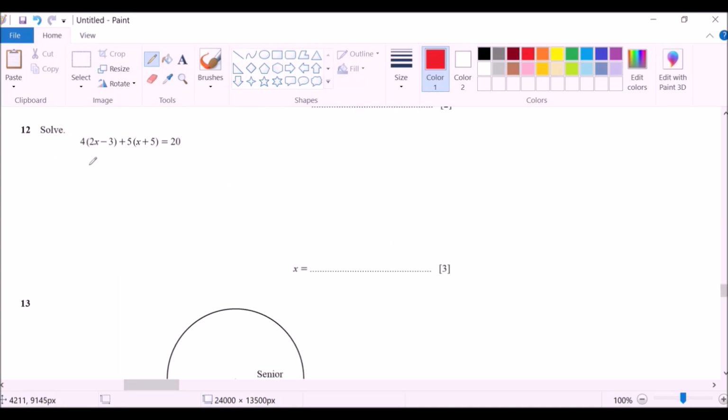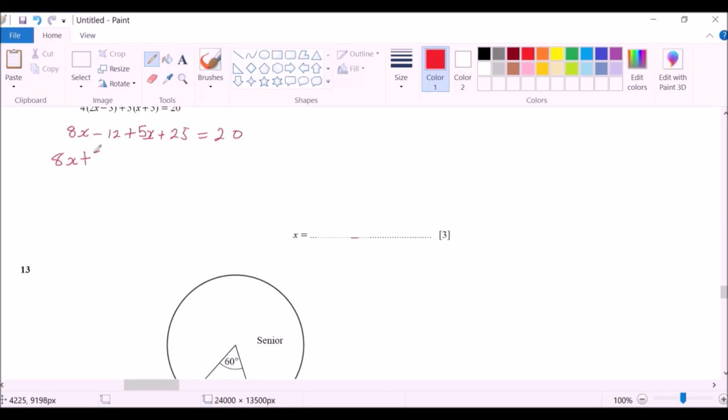Solve this, so we expand the brackets. We have 8x minus 12 plus 5x plus 25 is equal to 20. Collect like terms. 8x plus 5x plus 25 minus 12 is equal to 20. 8x plus 5x is 13x. 25 minus 12 is 13, equal to 20. 13x is equal to 20 minus 13. 13x is equal to 7.